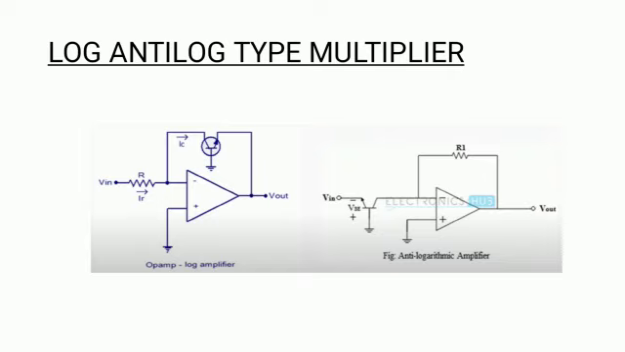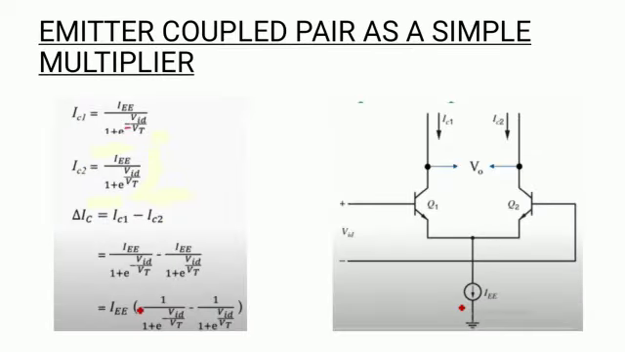Another method is the transconductance based analog multiplier, which uses the transconductance property of the transistor. Let's look at one of the methods that depends on the exponential transfer function of the bipolar transistor. It is the emitter coupled pair as a multiplier.